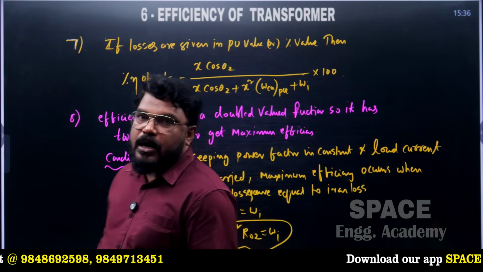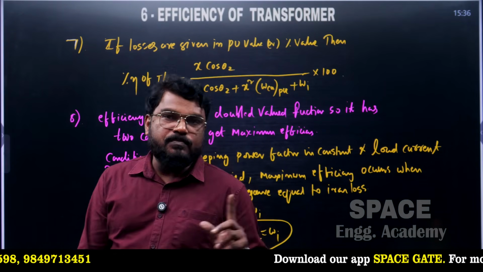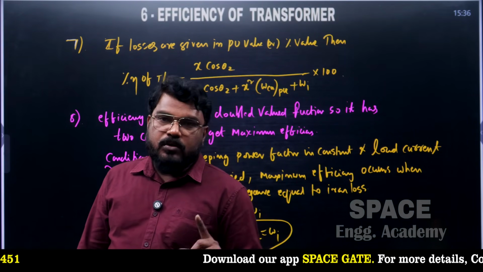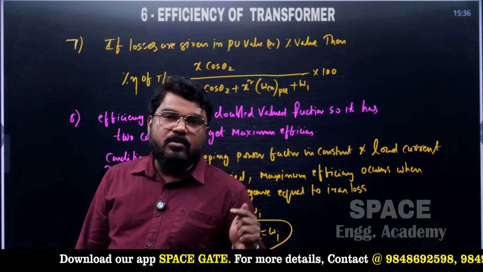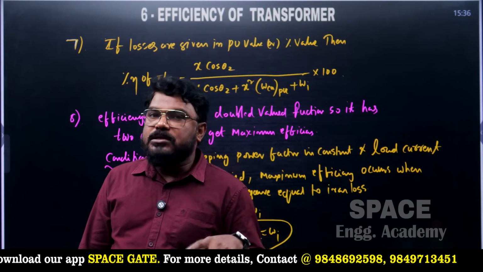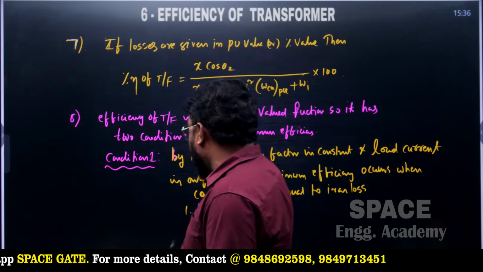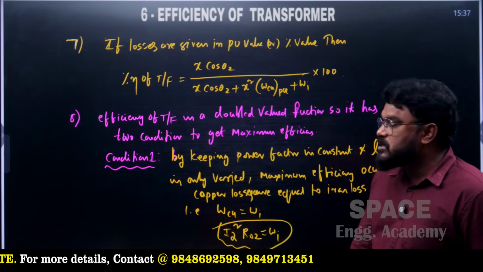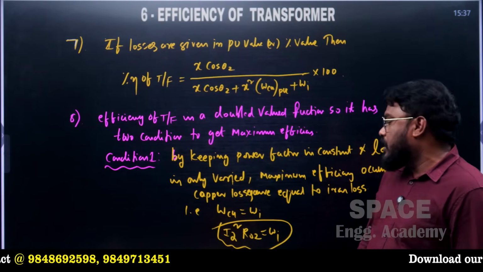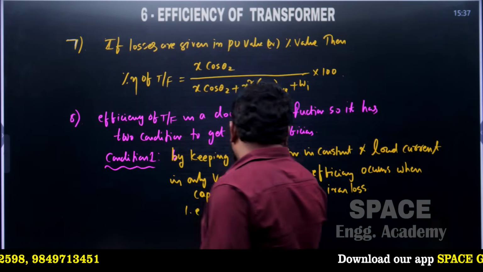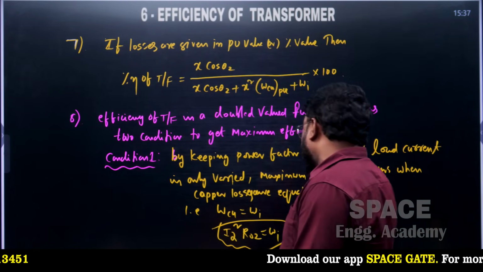Always copper losses are equal to iron losses, but not iron losses equal to copper losses. Always we have to compare the variable with the constant, but not the constant with the variable. Why? Because copper losses are variable losses and iron losses of the transformer are constant losses. So I squared R02 equals the iron losses.